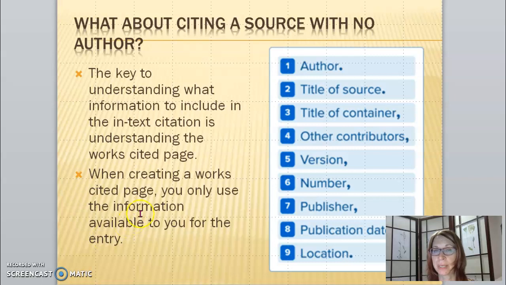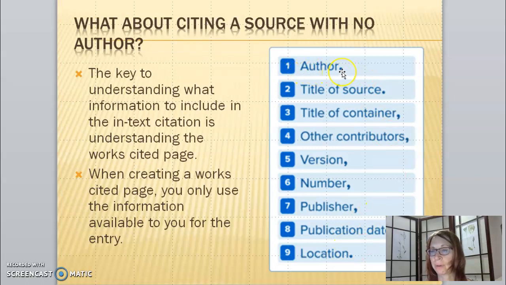cited page. Here's a list of the elements that go in a works cited entry, and this is in order. So you can see each piece of punctuation as the piece of punctuation you would include in a works cited entry after that particular element. However, if you do not have access to some of these elements, you of course would not include them. You only include the elements you do have.